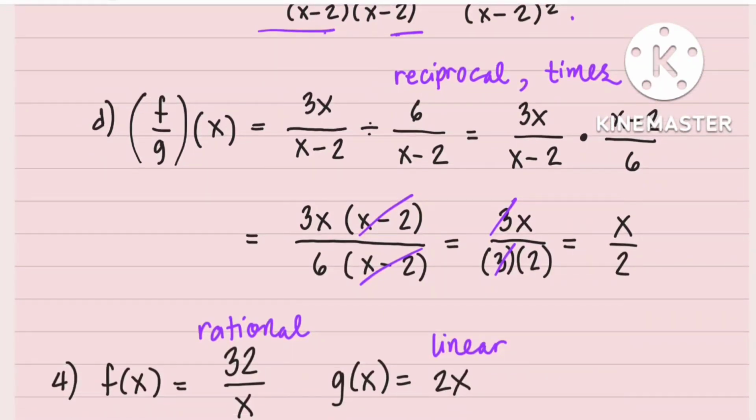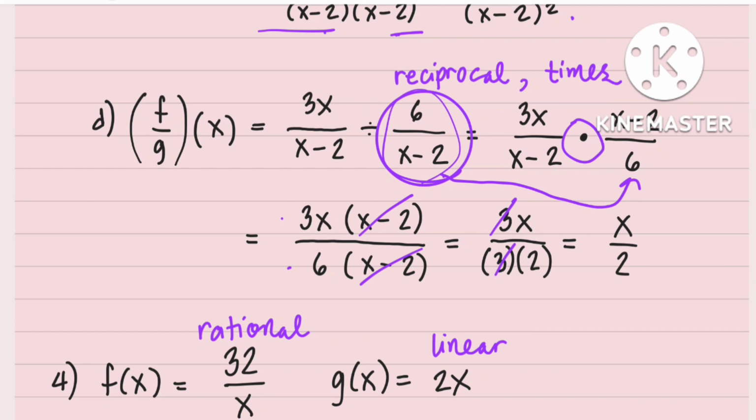Next is division. In division of two rational fractions, or functions, we will perform multiplication, but first we have to get the reciprocal of our divisor, the second one, the one on the right hand side. So we'll have to get the reciprocal of this. So this will become this, and then we proceed to multiplication. So we'll have 3x times x minus 2, and then we'll have 6 times x minus 2.